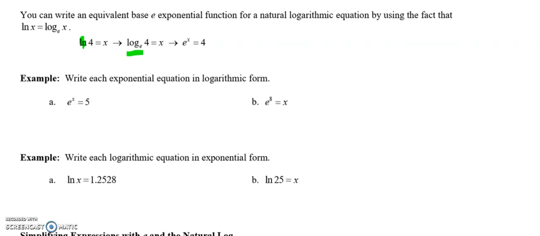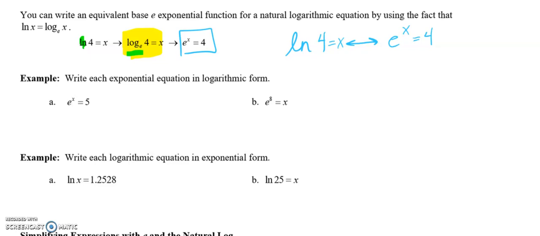Then we could rewrite that whole thing. We can rewrite this as an exponential, and we will get e to the x equals 4. So the natural log of 4 equals x, and e to the x equals 4. That is the log rewritten as the exponent, and the exponential rewritten as the log. So we can go back and forth between the two.